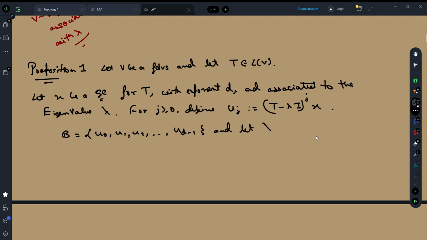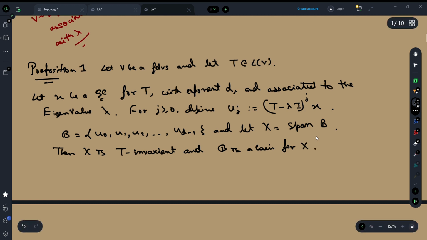And let X be the span of B. Then X is T invariant, and B is a basis for X. Now, obviously, by definition, these elements from B are elements from this vector space V, because x is a vector from V, and T is a linear operator defined on V. Any power of T minus lambda I is also a linear operator defined on V. So uj is indeed a vector from V. So X is a T invariant subspace of V. That's quite trivial, so I have not mentioned it here.